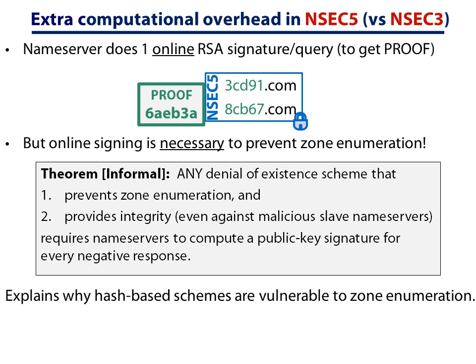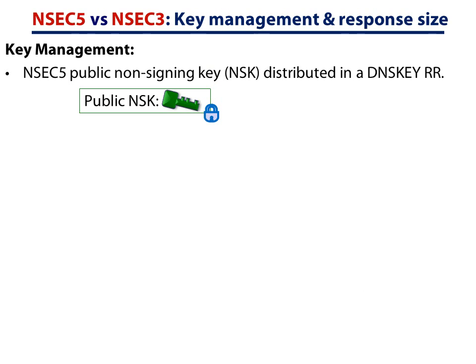Okay, so this is the main place that you have to pay with NSEC5. To get protection against zone enumeration, you need to have the name server do some extra work, which is to produce one RSA signature per query. The next place that we have to look at is key management.